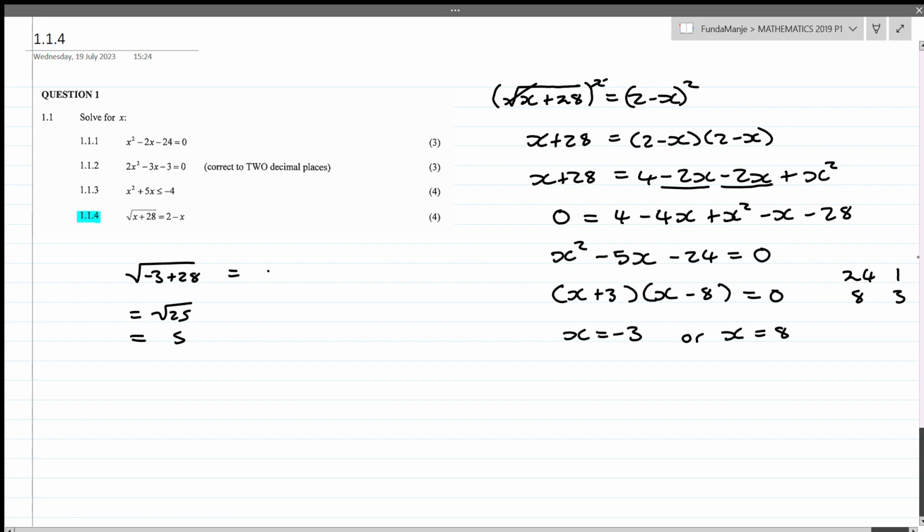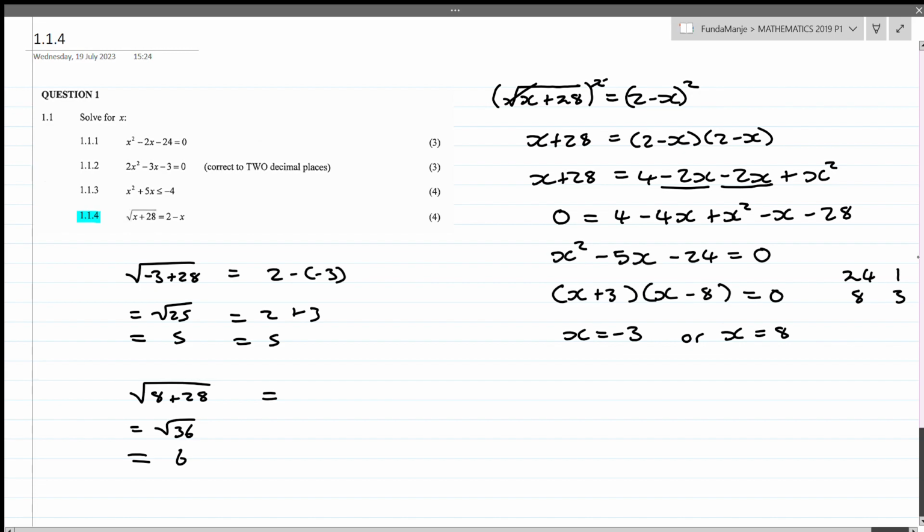On the other side, we have 2 minus negative 3. This also gives me 2 plus 3, which is 5. So both the left hand side and the right hand side give me 5 when x is minus 3. What about when it's 8? If you put 8 plus 28 in there, you get the square root of 36. The square root of 36 is 6. So we get 6 on this side if you substitute 8.